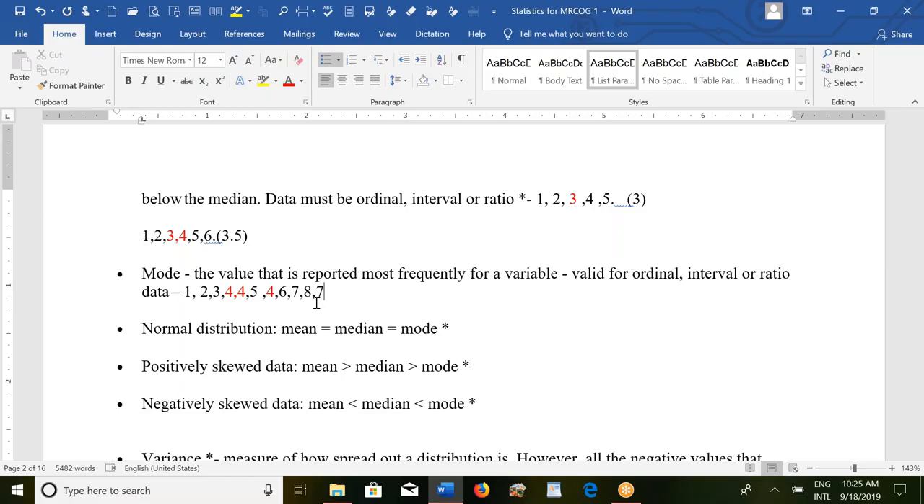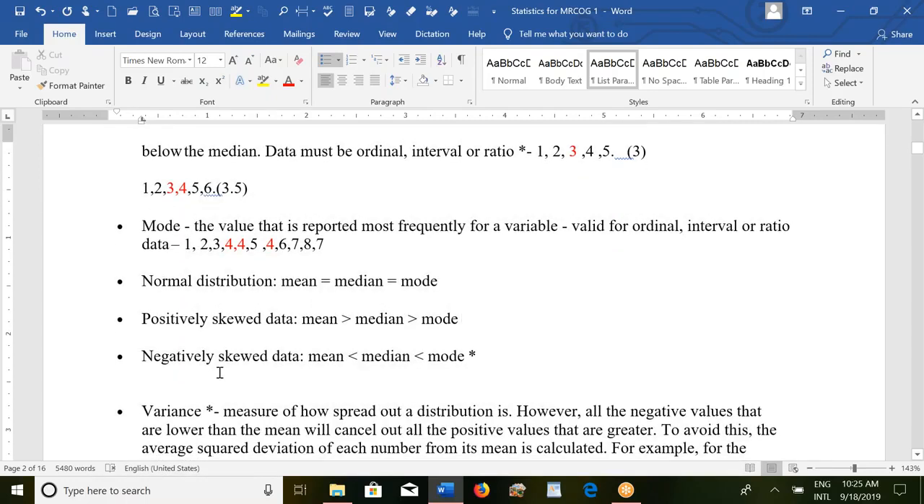Okay? In a normal distribution, the mean of the values will be equal to the median, and the median will also be equal to the mode. So mean, median, mode will all be equal in a normal distribution. Then they will tell you that there is positively skewed data. Here the mean will be greater than the median and the median will be greater than the mode. I will just show you another picture also, just a moment please.